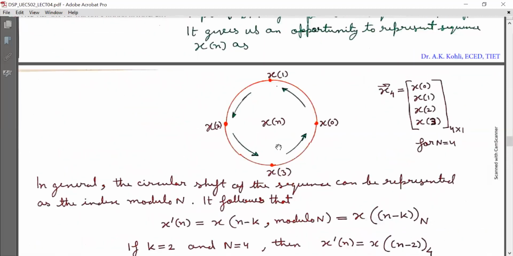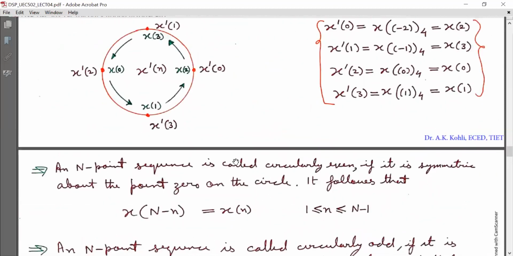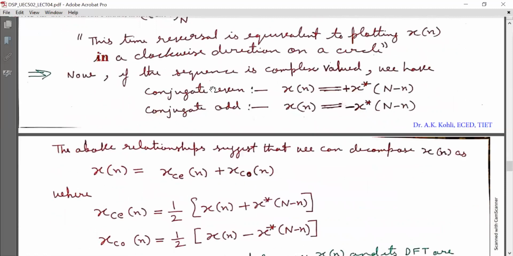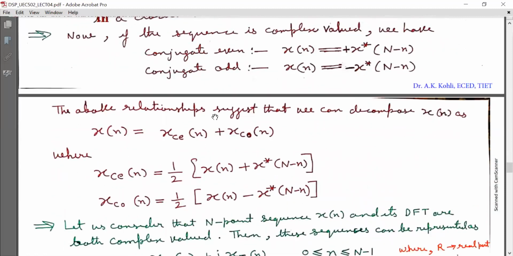If time reversal is there, I will reverse in clockwise direction. Now, if the sequence is complex valued, for conjugate even, x(n) is equal to x star of capital N minus n, and conjugate odd is represented as x(n) is equal to minus x conjugate of capital N minus n.